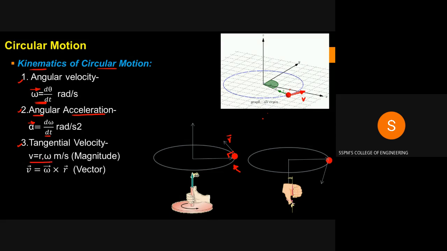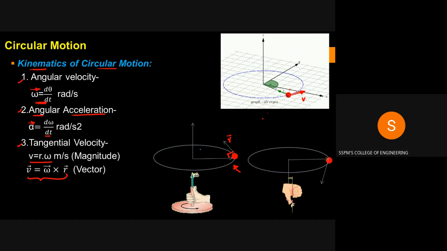V is equal to r into omega, and the unit is meter per second. So this r into omega will give the magnitude. And this is the vector equation, which is v bar is equal to omega bar cross product r bar. So the cross product of omega and r will give the velocity. That means these three vectors, velocity, angular velocity, and the radius vector, are mutually perpendicular.